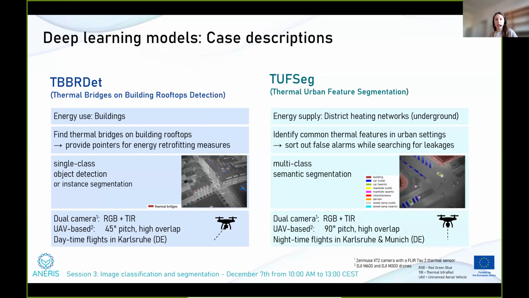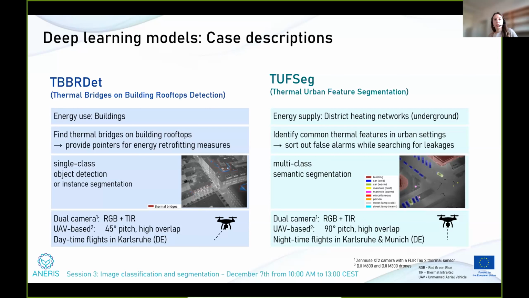So we have the RGB and thermal images that are actually acquired with the same dual camera. And then the UAV flies with a high overlap. So we have a lot of overlap in our images, but otherwise there are some differences. So for the building inspection, we fly at a 45-degree pitch angle, as you can see in the example image, and during the daytime, so we can actually create height maps. I'll come to that in a moment.